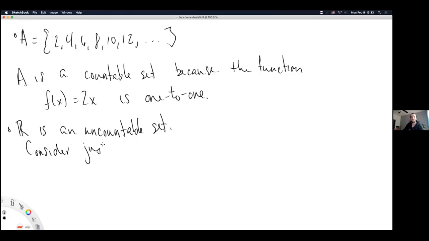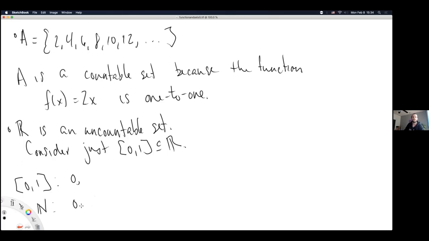Consider just the interval 0 to 1 of real numbers. Do we all agree that my interval is missing a lot of real numbers? Yes. Okay. But there's already more numbers in this tiny interval of the real numbers than there are natural numbers. And that's going to be the intuition I'm going to show you. There's already more numbers in this tiny interval than there are natural numbers, which is to highlight the idea of infinite coming in separate sizes.